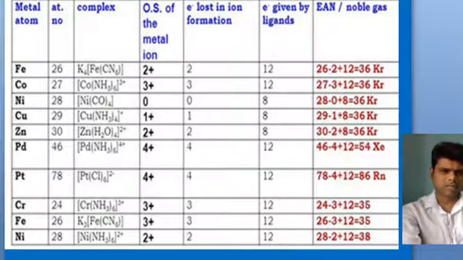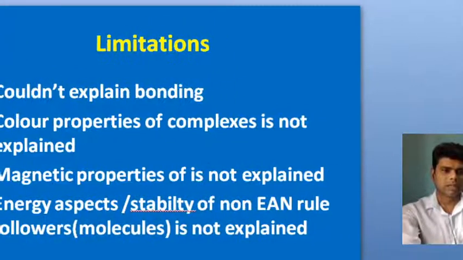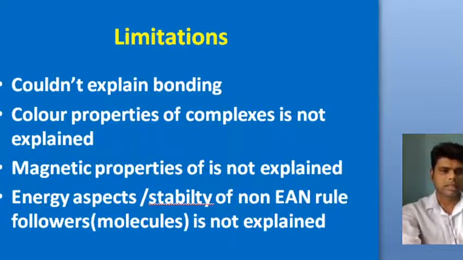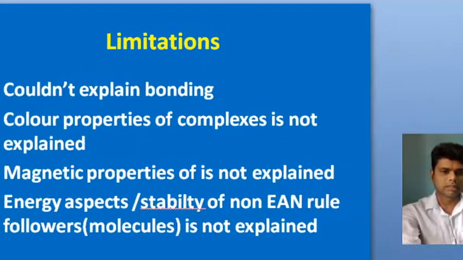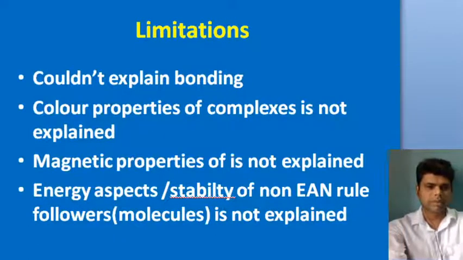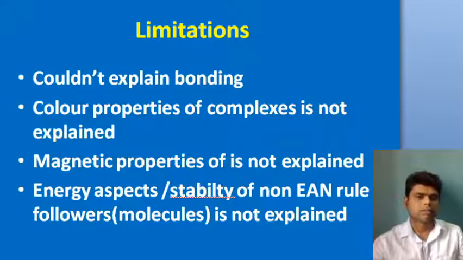That's how this EAN is interpreted. And here also certain limitations are there. So what are the limitations where this theory couldn't answer about the complexes? Which part of coordination compounds is not explained? It couldn't explain bonding. And why in a square plane the ligands come at right angles to each other, that part is not explained.